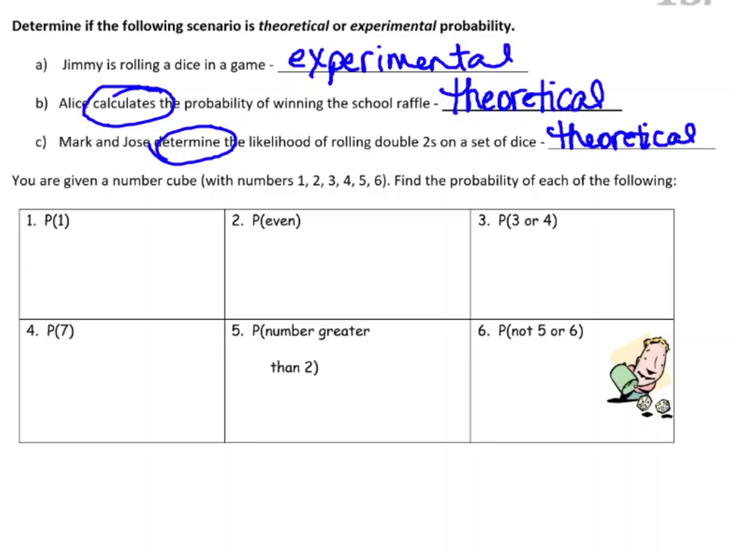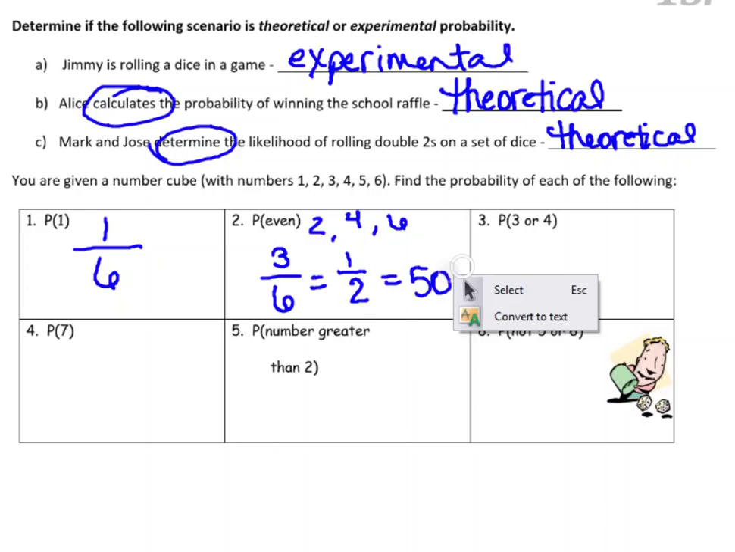So you're given a number cube with numbers 1, 2, 3, 4, 5, and 6. And I'm going to go ahead and tell you, if you're given a cube, there are 6 sides. If it doesn't say that specifically, know that the cube has 6. Find the probability of the following. So 1, there's 1 out of 6. An even number, we have 2, 4, and 6. So we have 3 out of 6. We could think of that as a percentage. First, let's simplify it to 1/2. And then if we wanted to make it 50%.